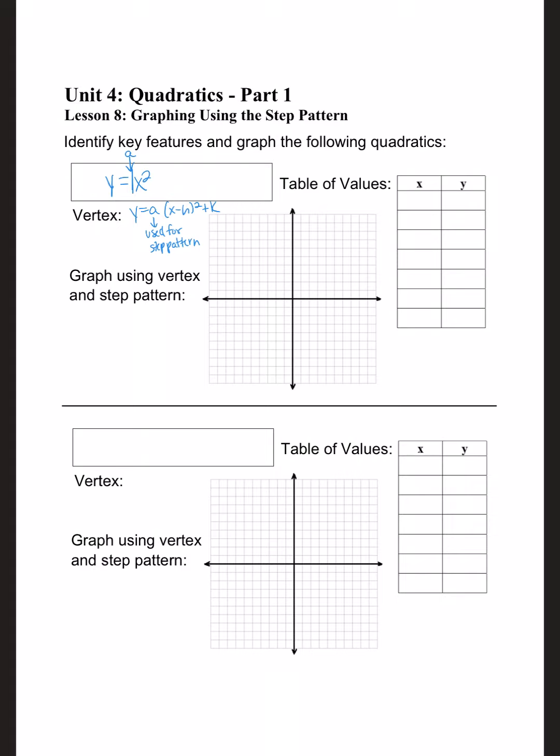But our vertex in this case, okay, I have nothing being added to my x, so there's no h. And I have nothing being added outside of my x squared, so my k is also 0. All right, so let's plot our vertex at (0, 0). But then let's fill out a table of values and see what some additional points would be. So we're going to do a table of values from -3 to +3.